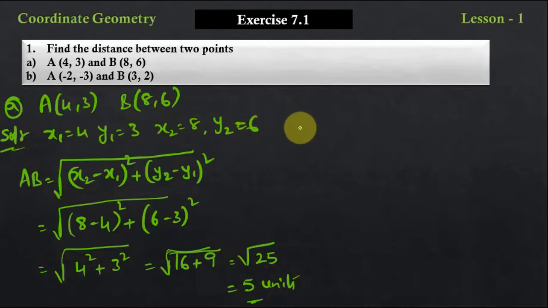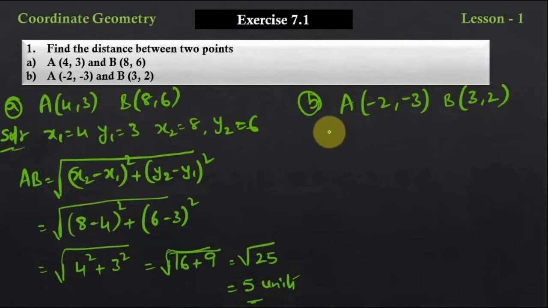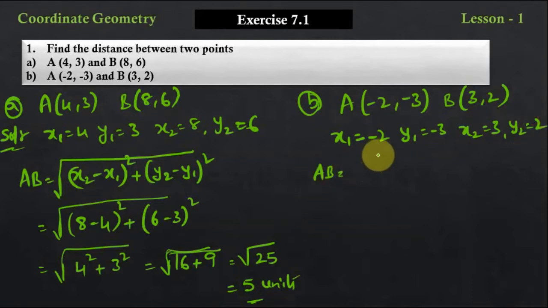Now similarly we will do the next bit, the B bit. A is how much? Minus 2 comma minus 3, and B is 3 comma 2. Now same thing, we'll compare this with x1, y1. x1 here is minus 2 and y1 is minus 3. Similarly x2 is how much? 3, and y2 is how much? 2. Now we substitute this in that formula.